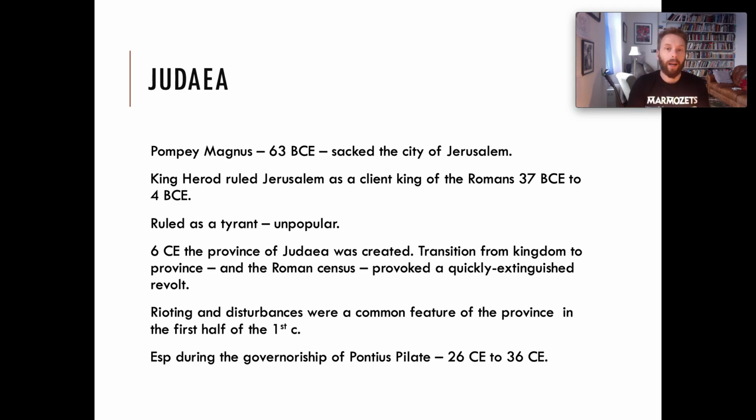Anyway, throughout the first half of the first century CE, disturbances, rioting, shall we say small-scale revolt, was a reasonably common feature of the province. It was a difficult place to govern, not least during the governorship of Pontius Pilate, who very famously sentenced Jesus to be executed.